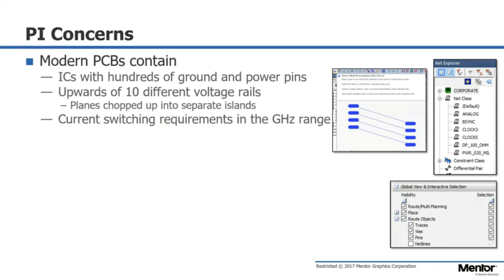Another reason that PI is a concern is there are often more than 10 different voltage rails on your designs. With so many different voltage rails, it's definitely difficult to make sure that everything has a good solid plane shape, enough decoupling capacitors attached to it, as well as a good solid reference plane close to it.